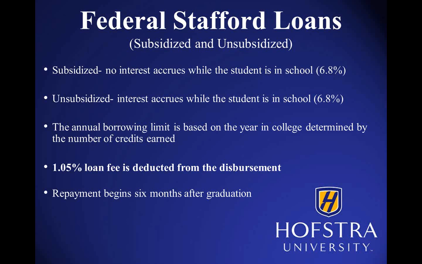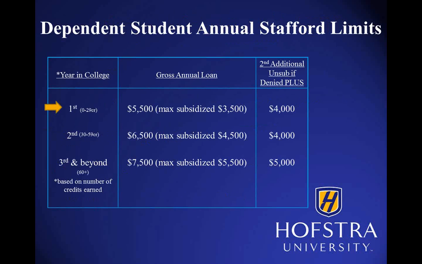The annual borrowing limit is based on the year in college determined by the number of credits earned. The Stafford loan carries a 6.8% interest rate, and a 1.05% fee will be deducted from the disbursement sent to the university. Repayment begins 6 months after graduation.